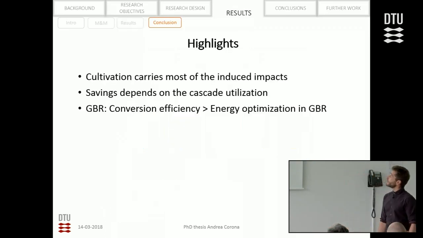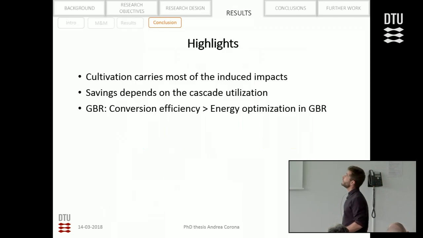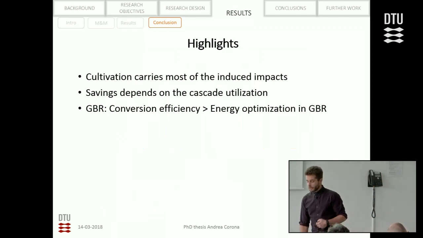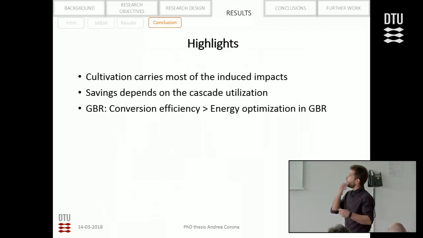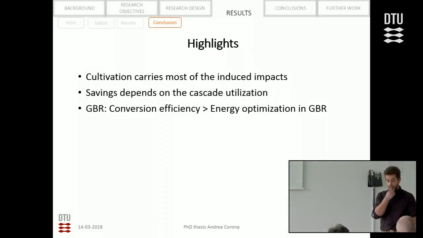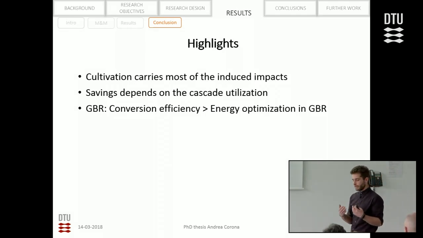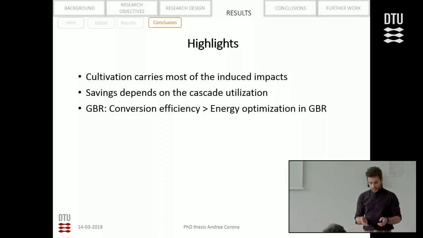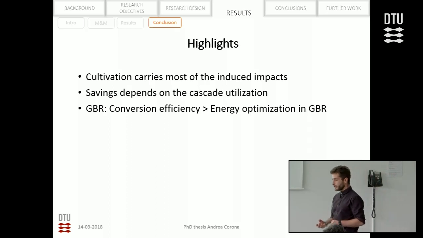So some highlights from this study is that we identified that the cultivation carries most of the environmental impact, while the savings highly depend on the cascade utilization of the platform product. And if we look at the biorefinery in itself, we can identify that the conversion efficiency plays a more important role rather than the energy savings within the biorefinery.